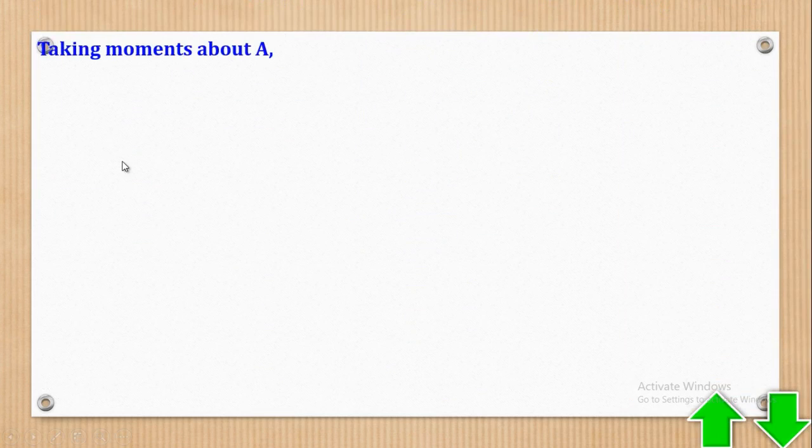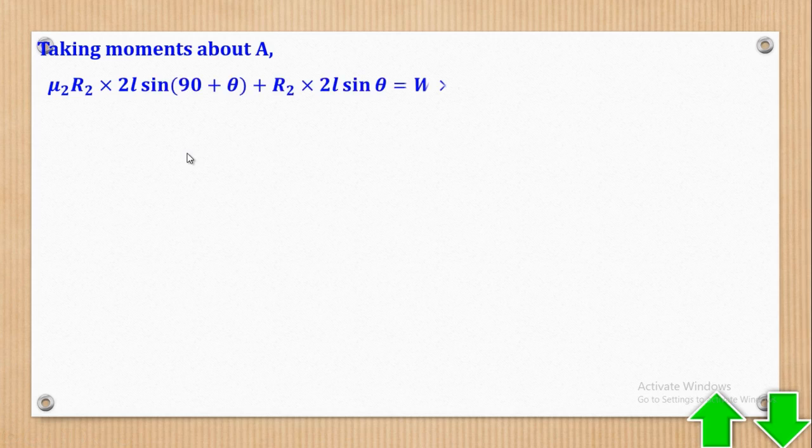So now we shall take moments about A. When you take moments about A, this is what you are going to get. So we have to remember where the formula comes from. The formula is F D sine theta. So let's see how it is used to get these values. Let's start with the one for this, mu2 R2 times 2L sine (90 plus theta). Where does it come from?